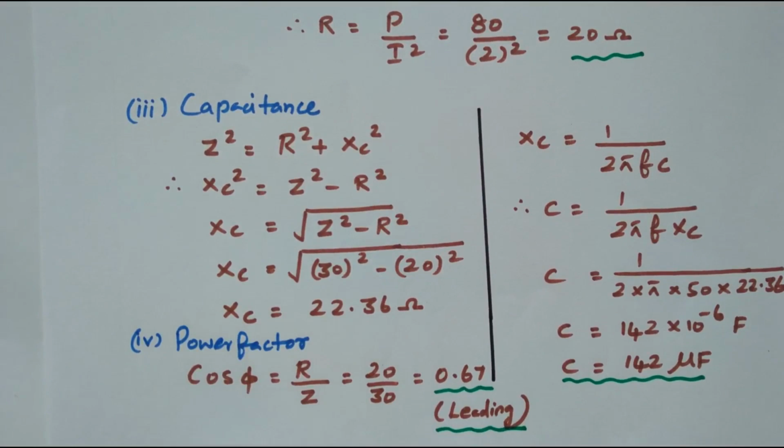Now we will find the power factor. The formula is R by Z, from the impedance triangle we can easily find cos phi equals R by Z. The R is 20 and Z is 30, we already calculated. So 20 divided by 30, 0.67. Leading, because the capacitive circuit is given. In a capacitive circuit the current leads the applied voltage. So this power factor is 0.67 leading. Now we calculated all the parameters. We will go to the second problem.